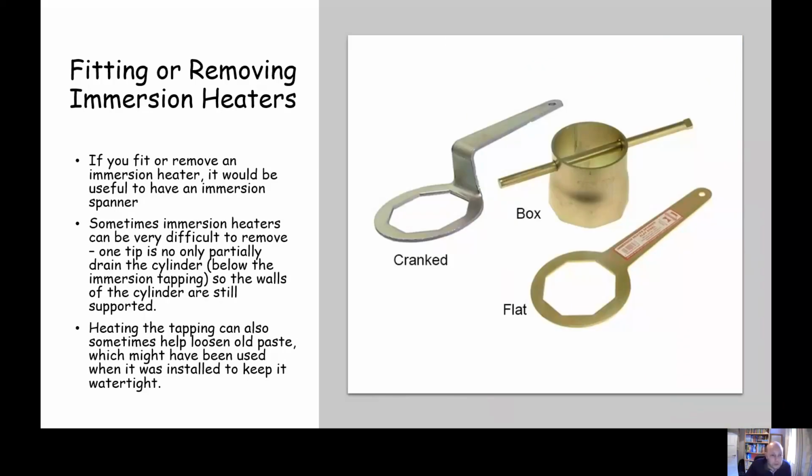So if you want to fit or remove an immersion heater, you'd normally use an immersion spanner. There's lots of different types here. You can see them on the picture on the right there. They can be quite tricky to remove. This is just not going to likely come up in a test, but it's worth maybe noting that sometimes if you give it a wee heat up with a blowtorch, it can make it a little bit easier to remove. Might loosen up some of the old paste, if it's all been stuck in with paste.